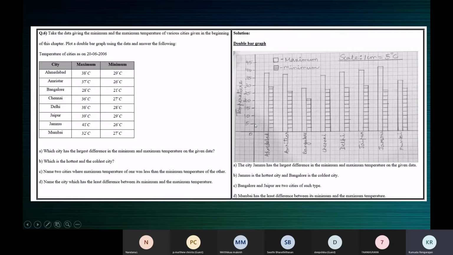Ma'am, should we write all this in the classwork? Yes, you must do the graph. See, I have done it for you. You must do the graph.